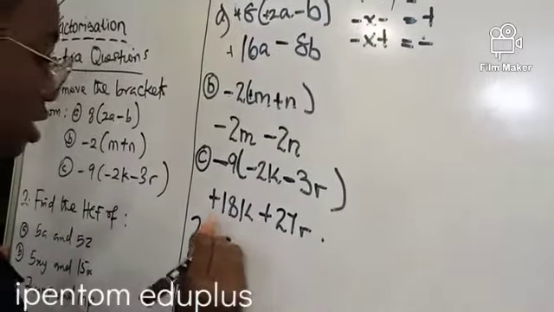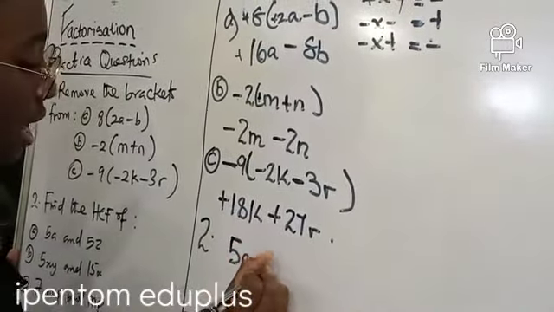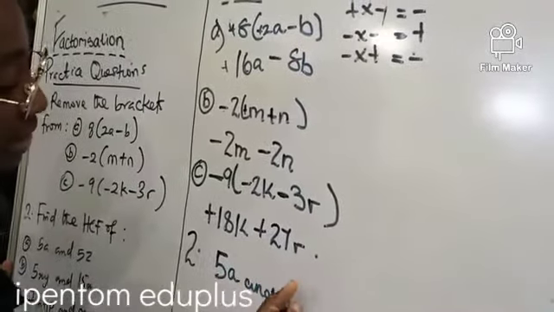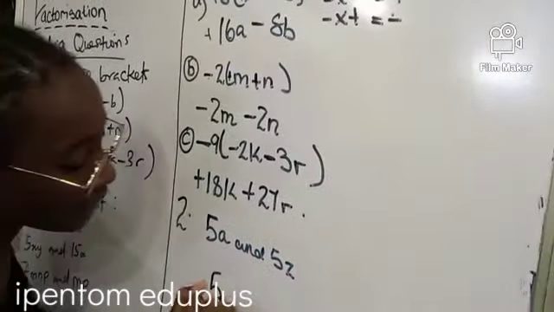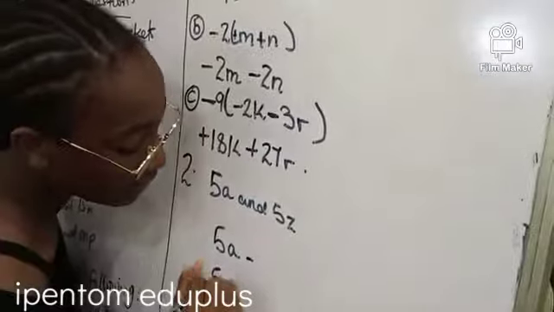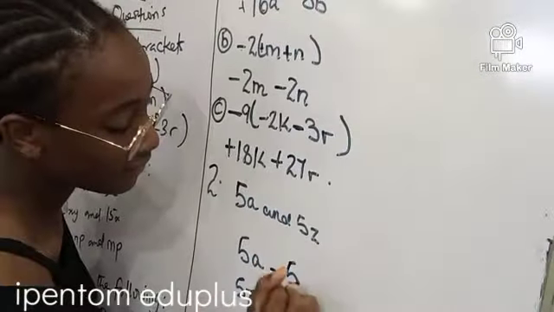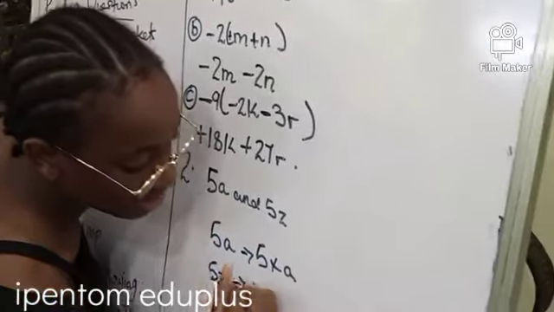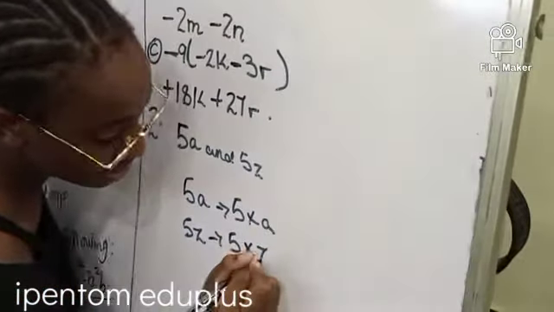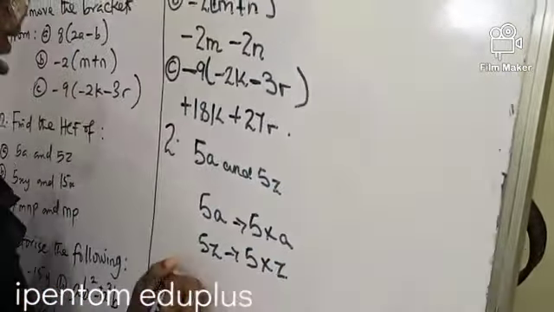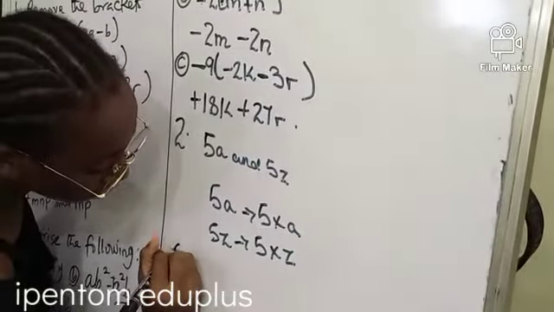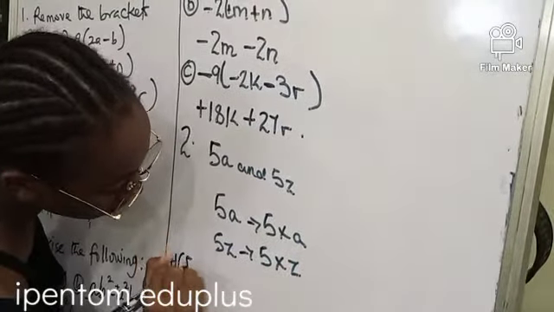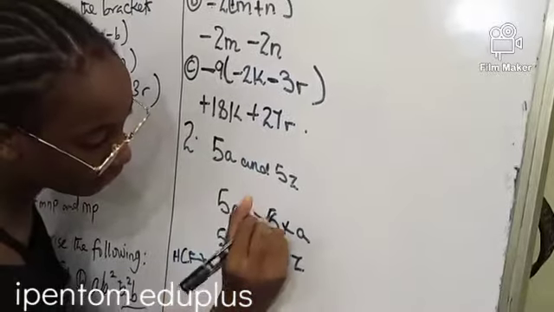For the next part of the question, that's finding HCF. We'll be finding HCF for 5A and 5Z. So 5A is the same as 5 times A, and 5Z is the same as 5 times Z. And the common factor, the highest common factor, which is the meaning of HCF, is 5.